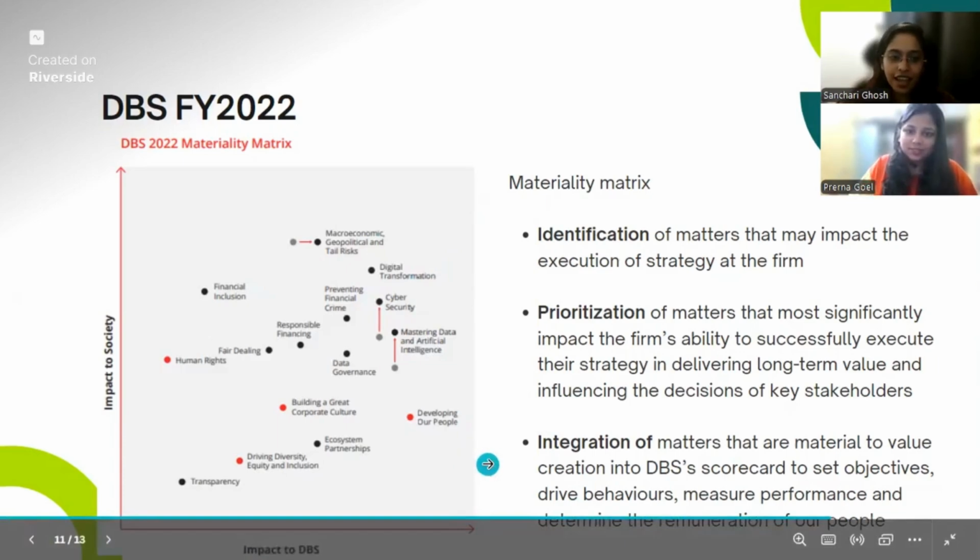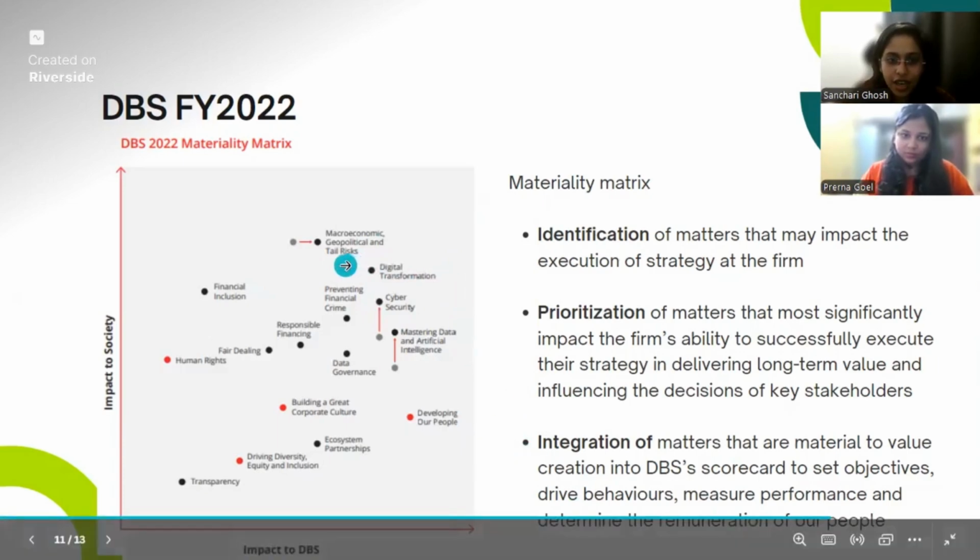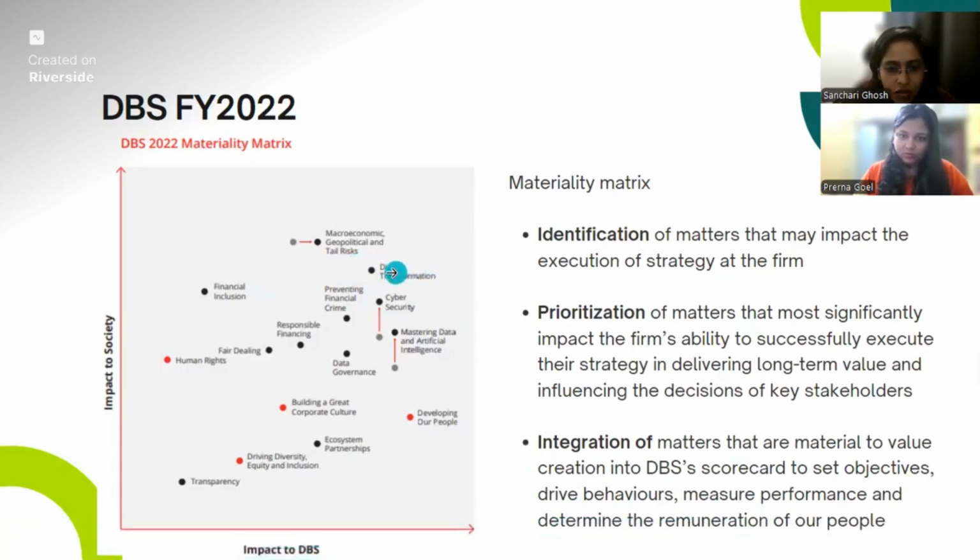Yes. Now, on the y-axis, what you put is impact to society. That is the inside-out analysis. What are we doing that is impacting society? So here they have mentioned on the first most is digital transformation. Highest is macroeconomic, geopolitical, and tail risks. Okay. Impact to society because of fluctuations in our business. It is going to lead to some macroeconomic risk.